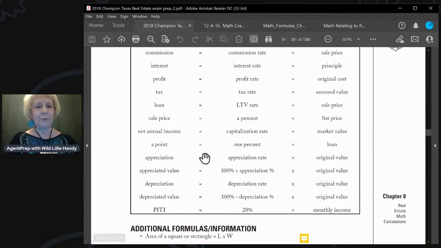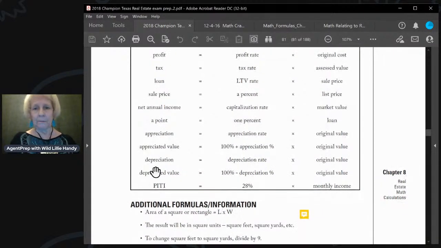And then depreciation, this is how the property ages. The IRS allows us to depreciate an investment property for 27 and a half years. So each year, the property's value is depreciated 1/27 and a half. The depreciated value is going to be less than 100. 100% minus, did it depreciate 3%? Did it depreciate 5%? Times the original value of the property, when it was originally purchased.